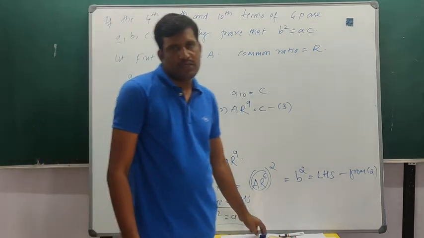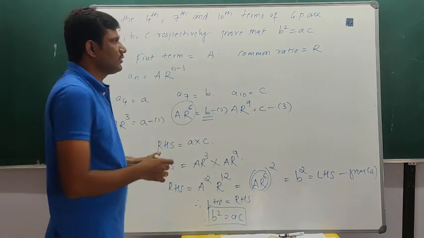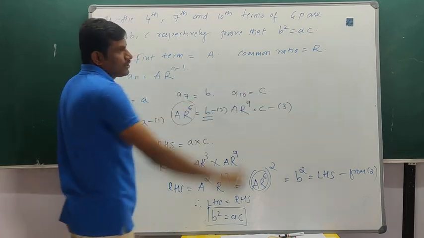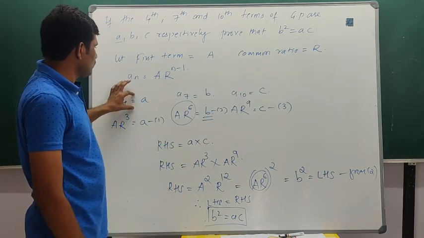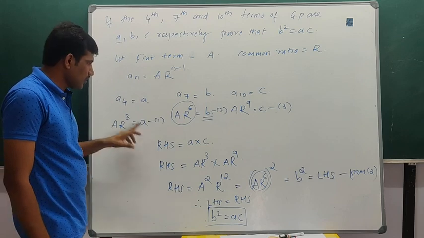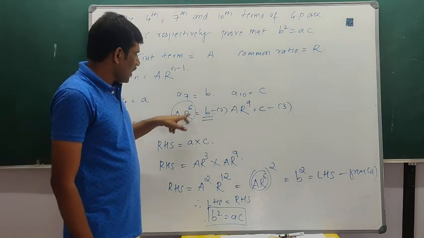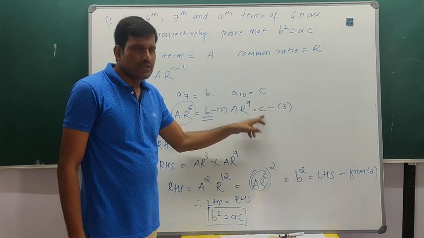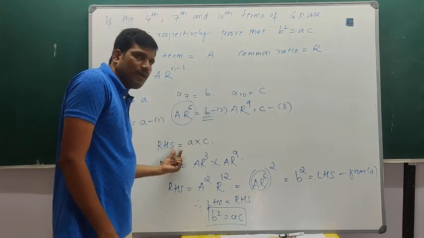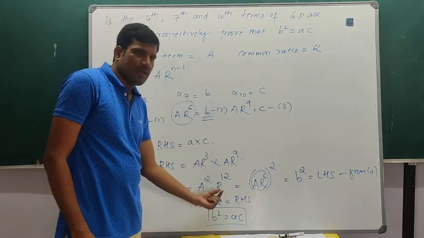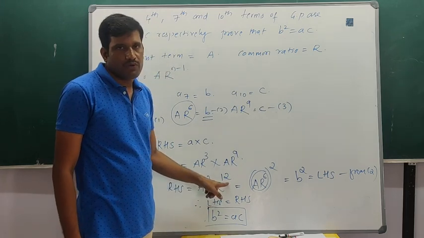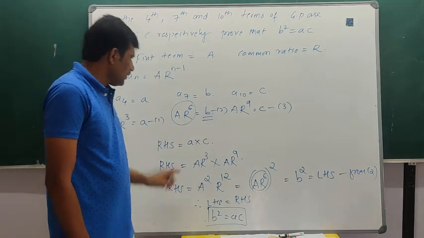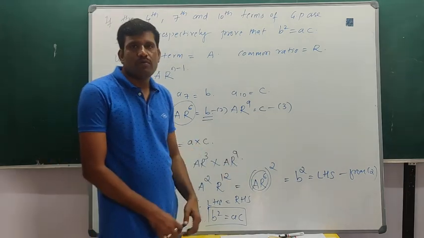So in this problem, just to make the difference, we are using capital A as the first term and capital R as the common ratio. They have given the fourth term, AR cube is equal to A. Seventh term, AR power 6 is equal to B. 10th term, AR power 9 is equal to C. So just take the RHS, A into C, substitute A and C, we get A square into R power 12. This we can write as AR power 6 whole square. What is AR power 6? That is B. So that is equal to B square.